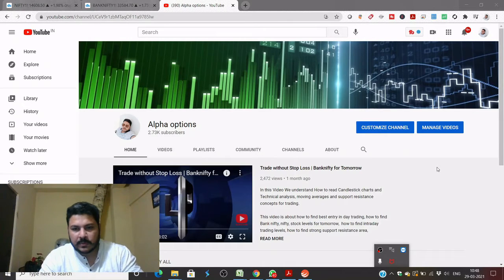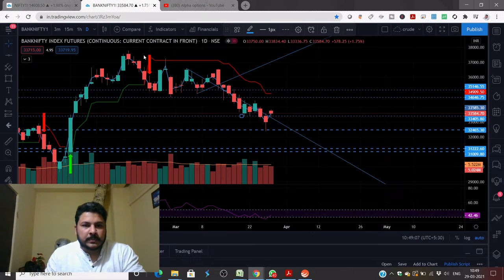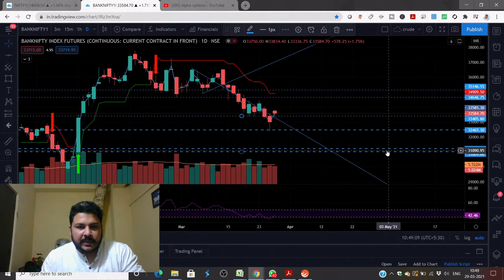And this week we'll start analyzing Bank Nifty and let's see what Bank Nifty is telling us on multiple time frames. And we will also try to find out stocks which we can use for our portfolio. So let's get started. So this is a Bank Nifty chart.